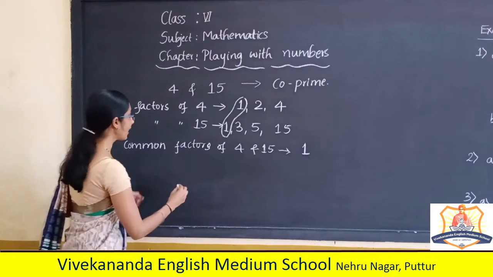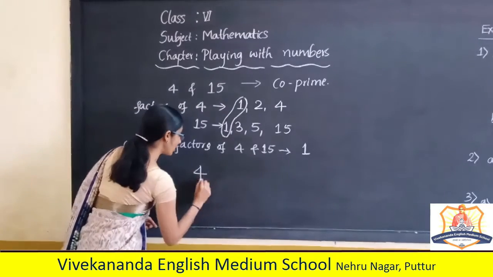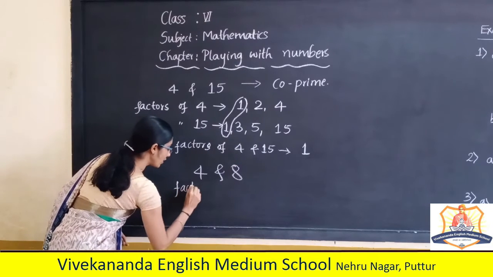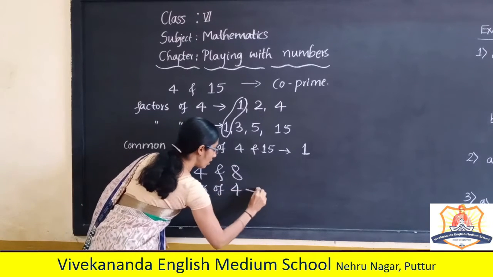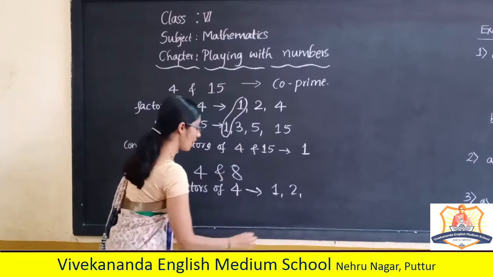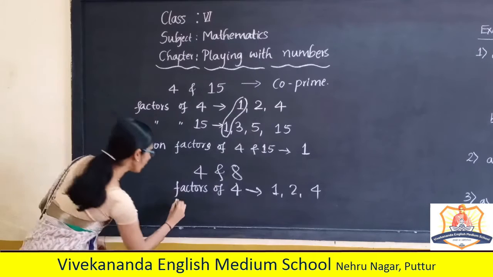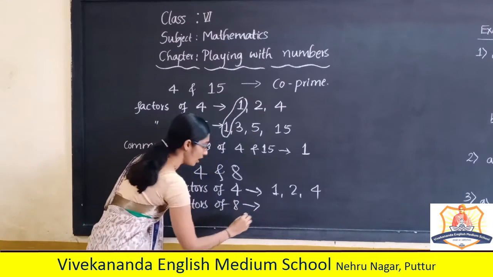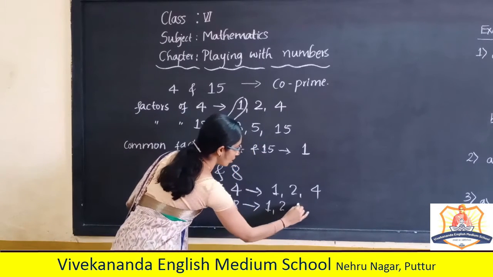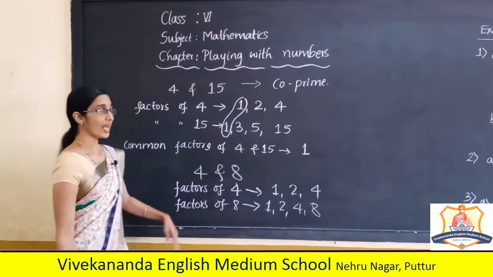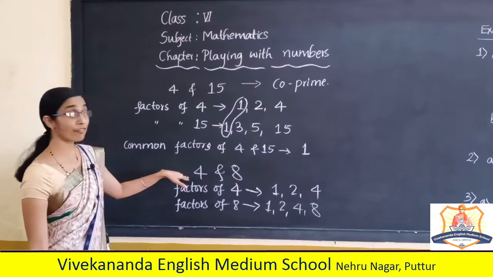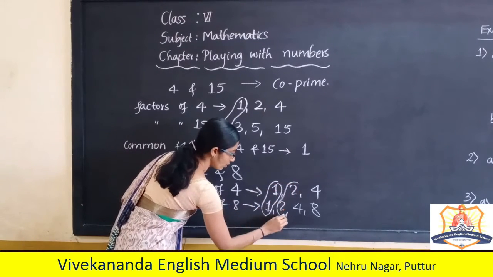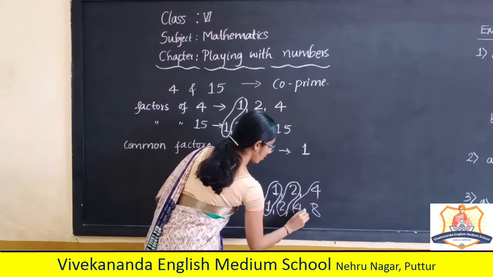Okay, children, let me take another pair of numbers, that is 4 and 8. So here, factors of 4. Which are the factors of 4? 1, 2 and 4. Right. And factors of 8. Which are the factors of 8? Factors of 8 are 1, 2, okay, 4 and 8. So here I need to find out common factors of 4 and 8. 1, 2 and 4, right?